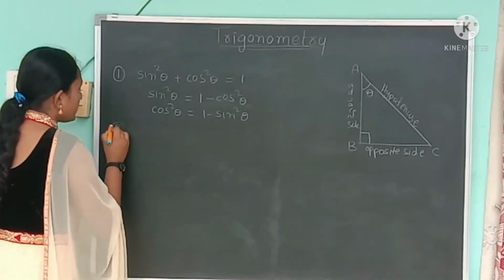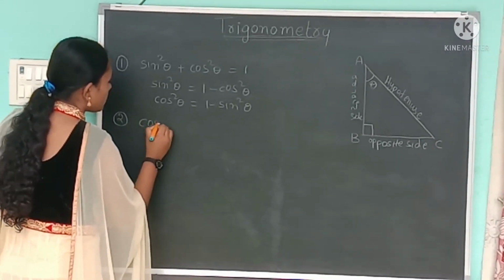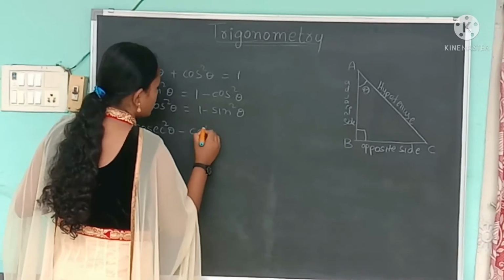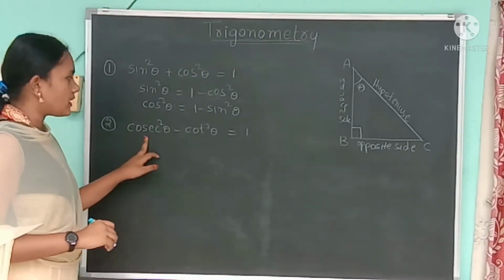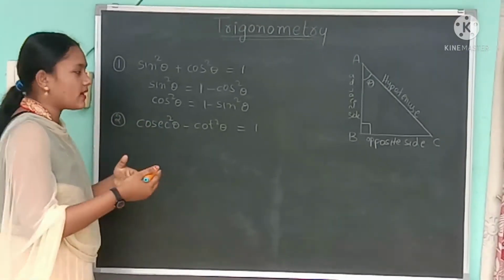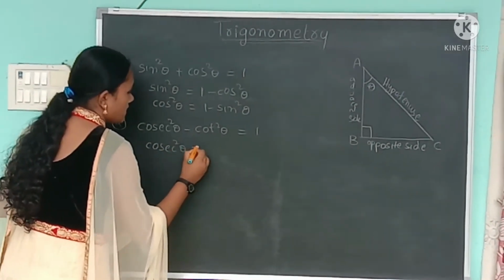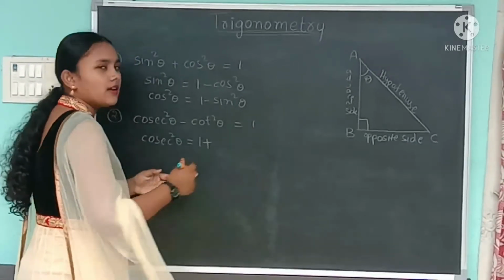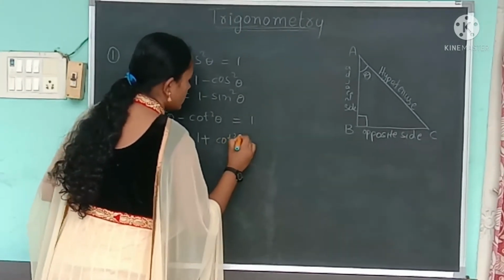And what is the second identity? It is cosecant square theta minus cot square theta is equal to 1. This can also be written as cosecant square theta is equal to 1 plus, minus will go to that side, so it will become plus. So 1 plus cot square theta.